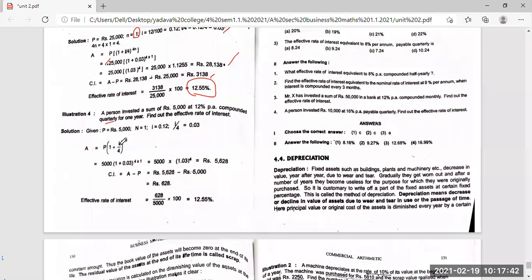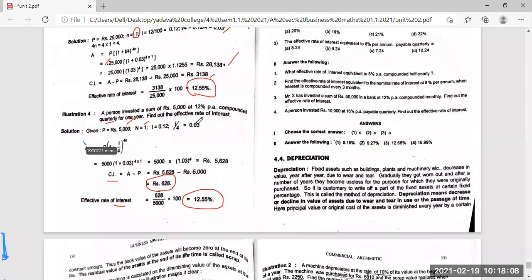They have asked us to do it with the amount. Principal 5,000, n is 1 year, they have given. I is 12% for quarterly, divided by 4. So we can apply it in this formula, that is 1 plus I divided by 4, the whole power of 4n. So when we apply everything, the same compound interest we will be getting, 628. So if we want the effective rate of interest, the compound interest divided by principal into 100, you will be getting 12.55.